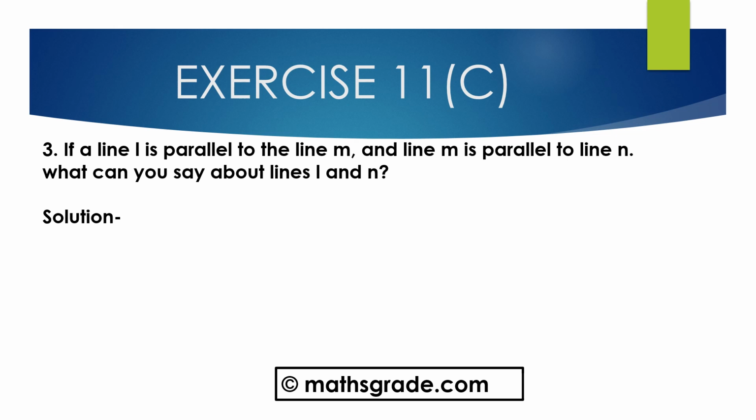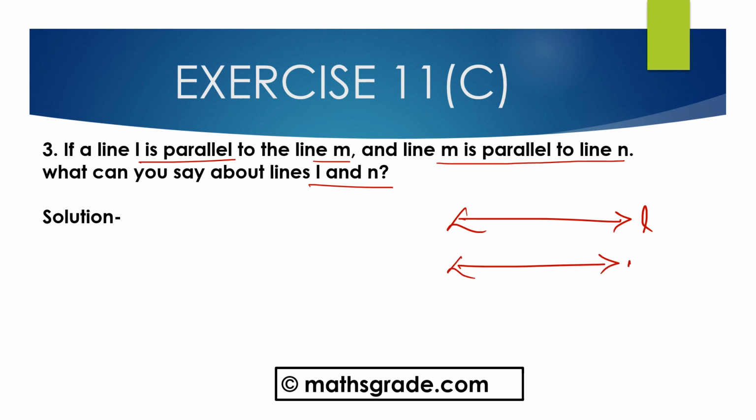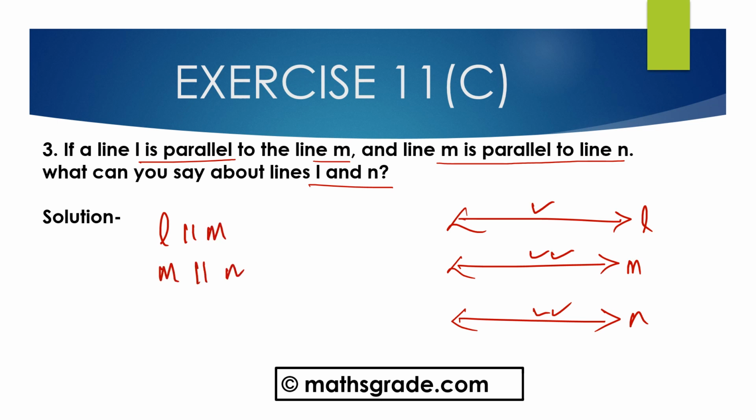Now question number 3. If a line L is parallel to the line M, and M is parallel to line N, what can you say about the lines L and N? L is parallel to M, and M is parallel to N. So L will be parallel to N. L is parallel to M, M is parallel to N. This implies L is parallel to N. So L and N are parallel to each other.